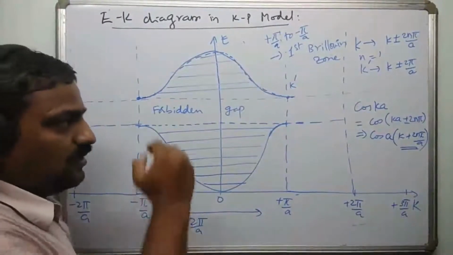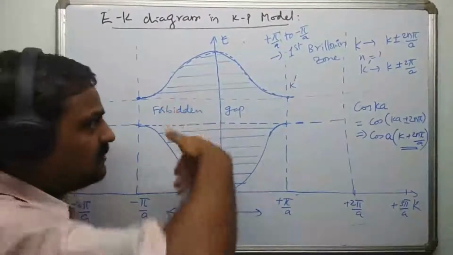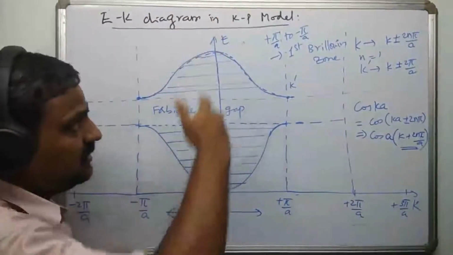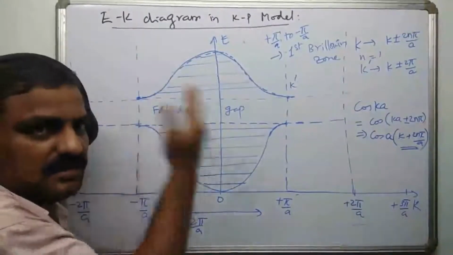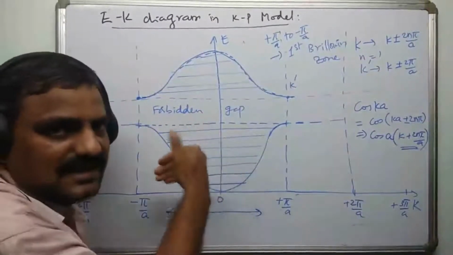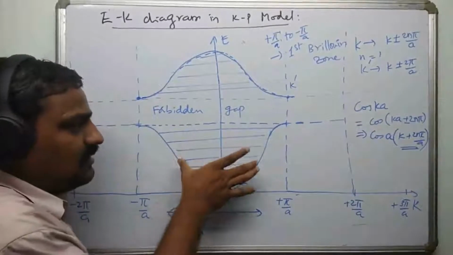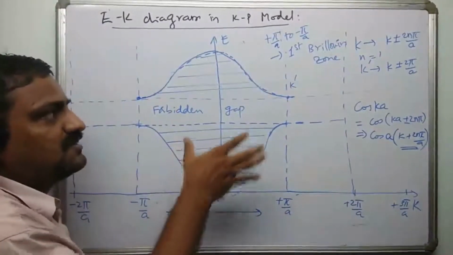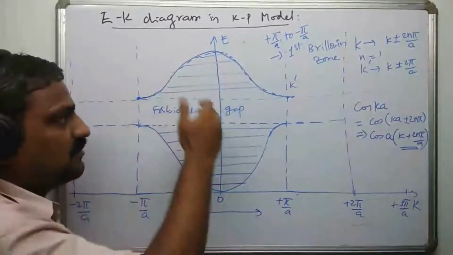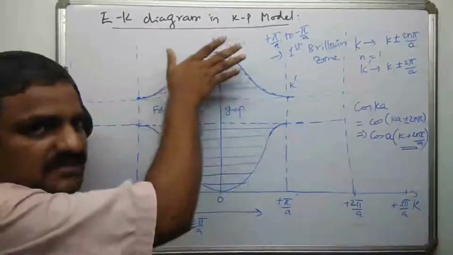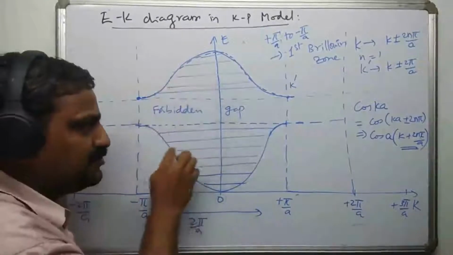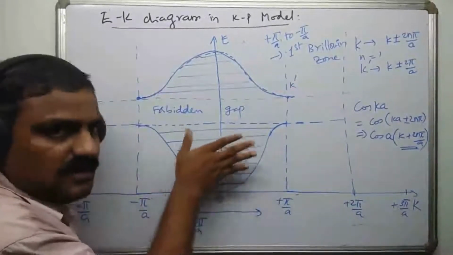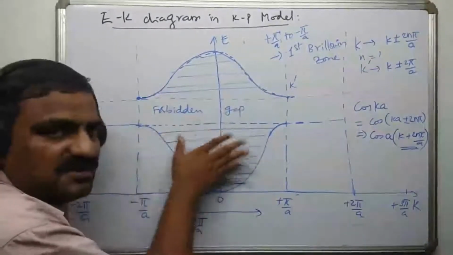Now, in this way the bands keep on getting filled, and let us suppose that this is the topmost and this is just below the topmost energy band. Then the last filled band is what you call the valence band. Assume that the upper band is empty at absolute zero, and only electrons are in this band at absolute zero. So this is what you call the valence band.